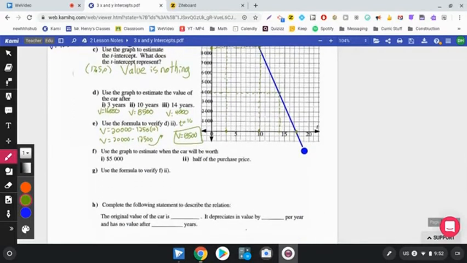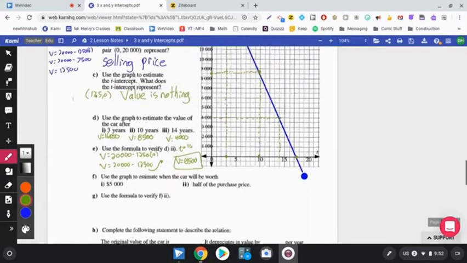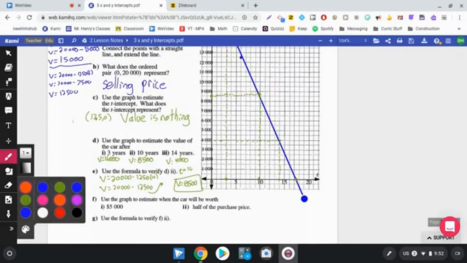I got a few more questions. Use the graph to estimate when the car will be worth $5,000. Okay, $5,000. Well, that's actually a value over on the y-axis. And then I would go horizontally to find that point. Oh, there it is. And I could go vertically down. Looks like that happens after 13 years.